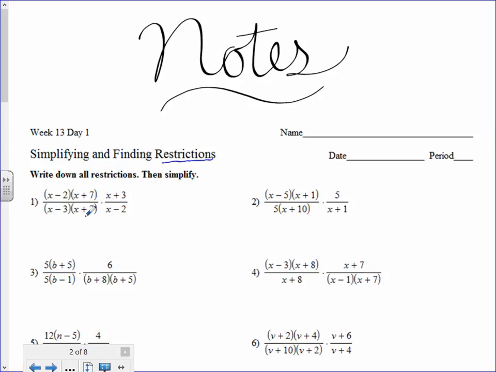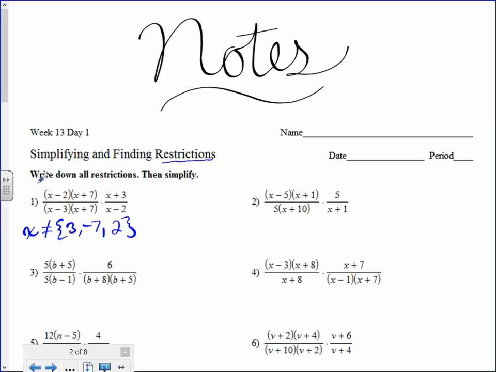Okay, now here's how you do that. X cannot be. We already said X cannot be 3. All I'm wondering is what would make this 0. So something plus 7 would give me 0. Negative 7. What minus 2 would give me 0? Positive 2.